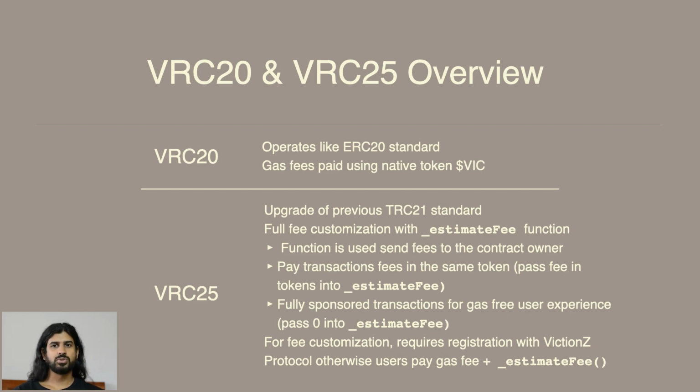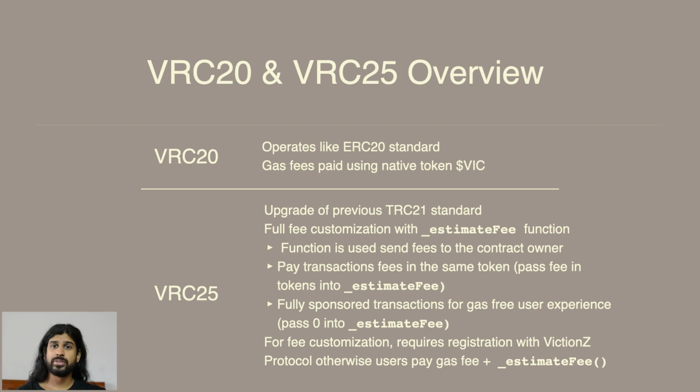Development with VRC20 is simple and effective, but lacks many of the functionality needed for onboarding the next generation of users. So VRC25 was designed to reduce the friction for users on the blockchain. We understand a lot of the pain points on onboarding new users, and we strive to make that experience smoother. So VRC25 is an upgrade of the previous standard TRC21.